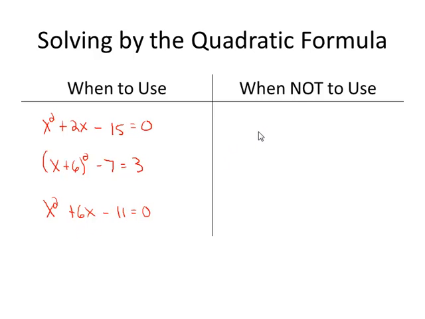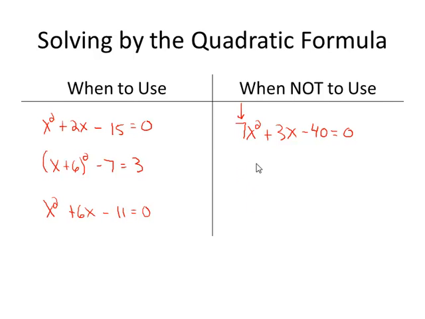When not to use it? Well, let's say you have an equation where you don't know how to factor the expression quickly, like 7x squared plus 3x minus 40 equals 0. That may or may not factor. It'll be quicker to go to the quadratic formula as a rule when the leading coefficient is not a 1.